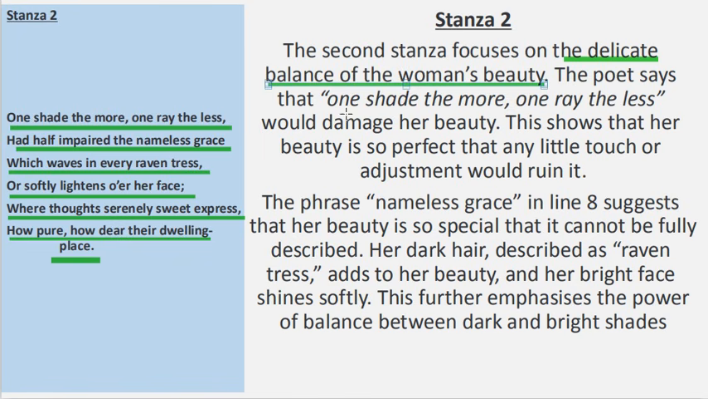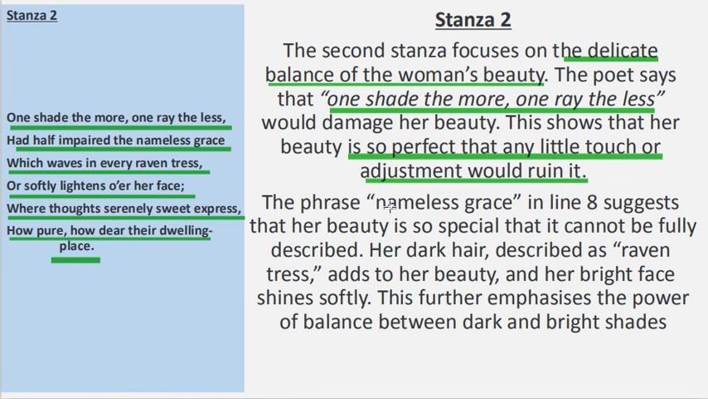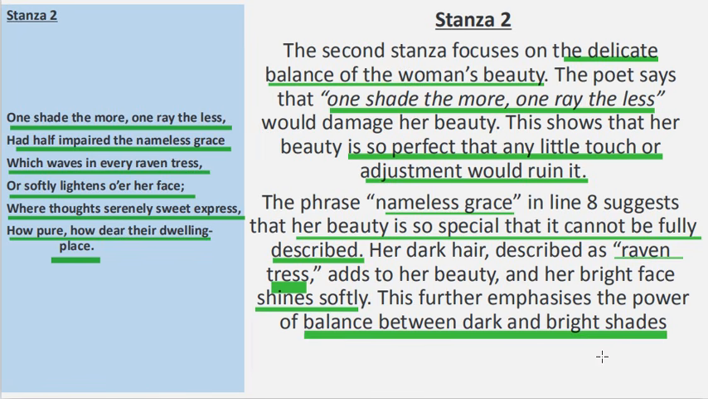The poet says that one shade the more, one ray the less, would damage her beauty. This shows that her beauty is so perfect that any little touch or adjustment would ruin it. The phrase "nameless grace" in line 8 suggests that her beauty is so special that it cannot be fully described. It is nameless. Her dark hair, described as raven tress, adds to her beauty, and her bright face shines softly. This further emphasizes the power of balance between dark and bright shades.